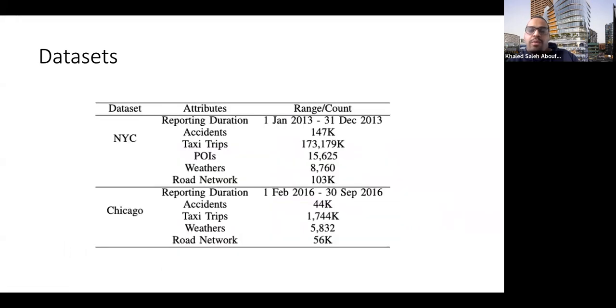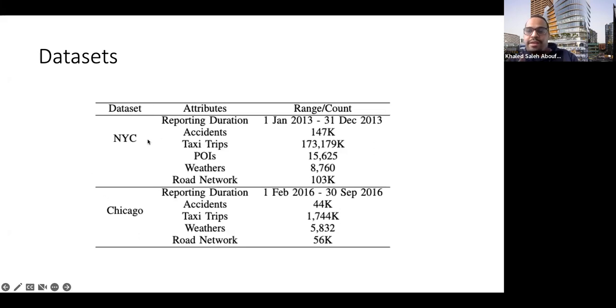So we trained our model using these two datasets. We trained one model for the New York City and one model for the Chicago dataset. And the organizers of these two datasets have split each dataset into 3 different splits: training, testing and validation. I believe it was roughly 80% for training, and no, it was 60% training, 20% validation, and 20% for testing. This is for the 2 datasets.